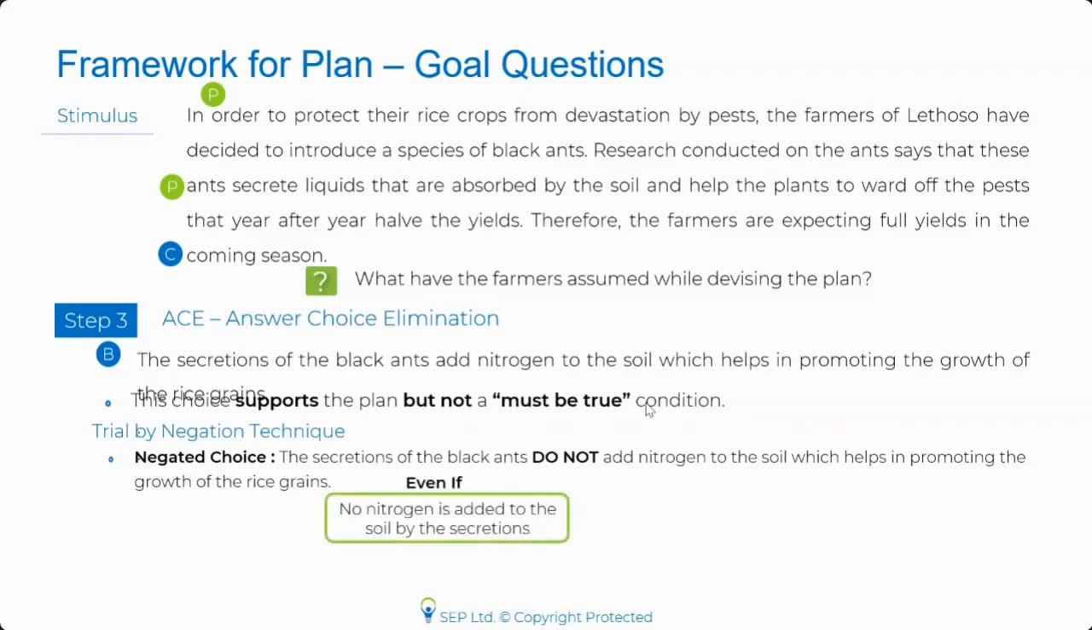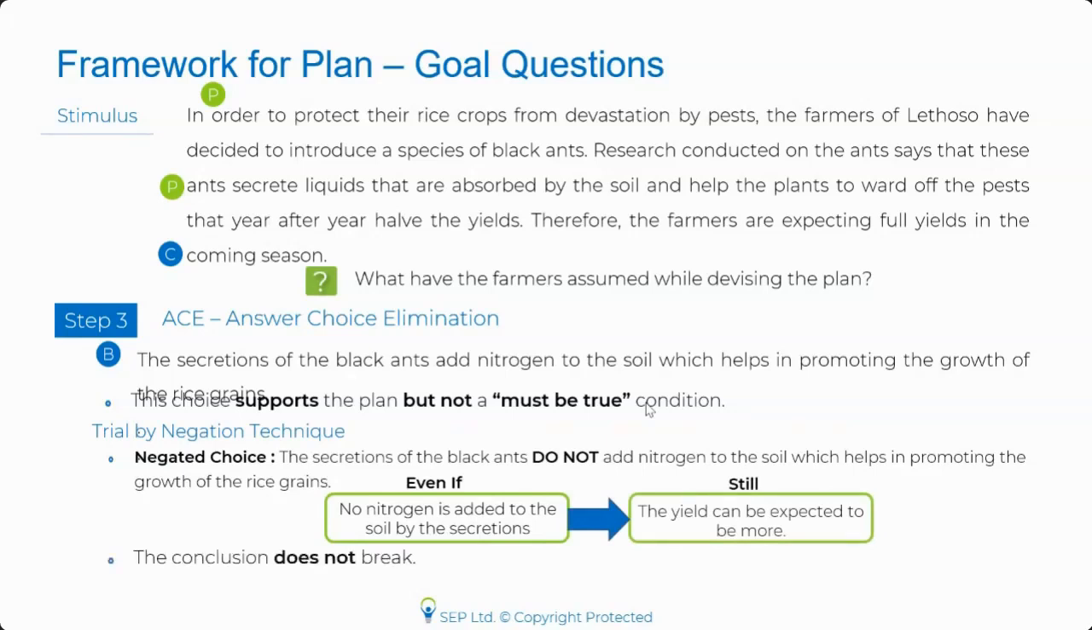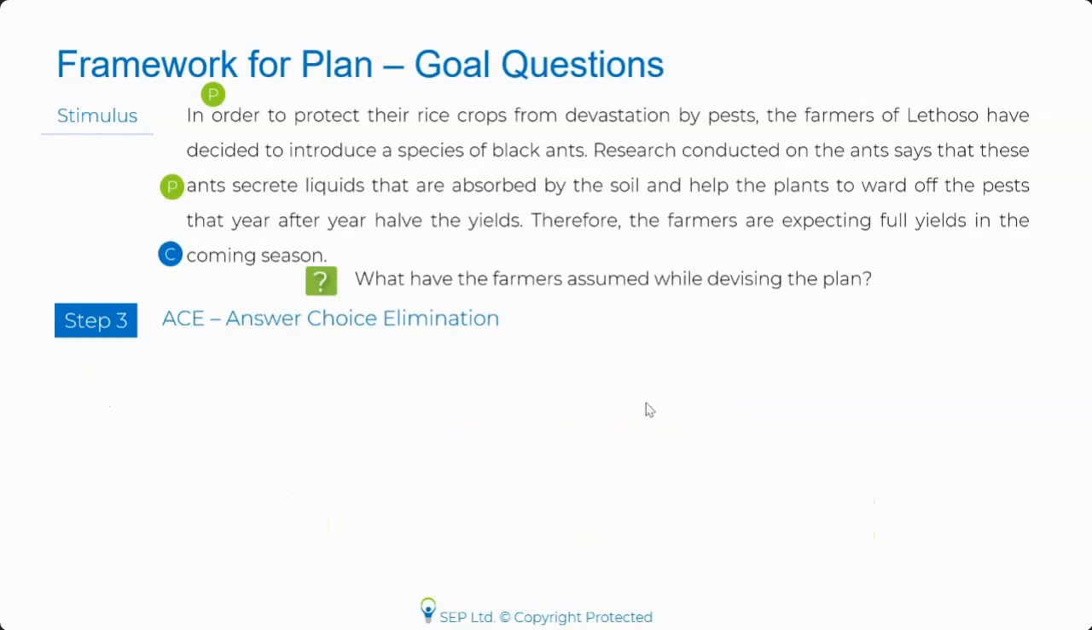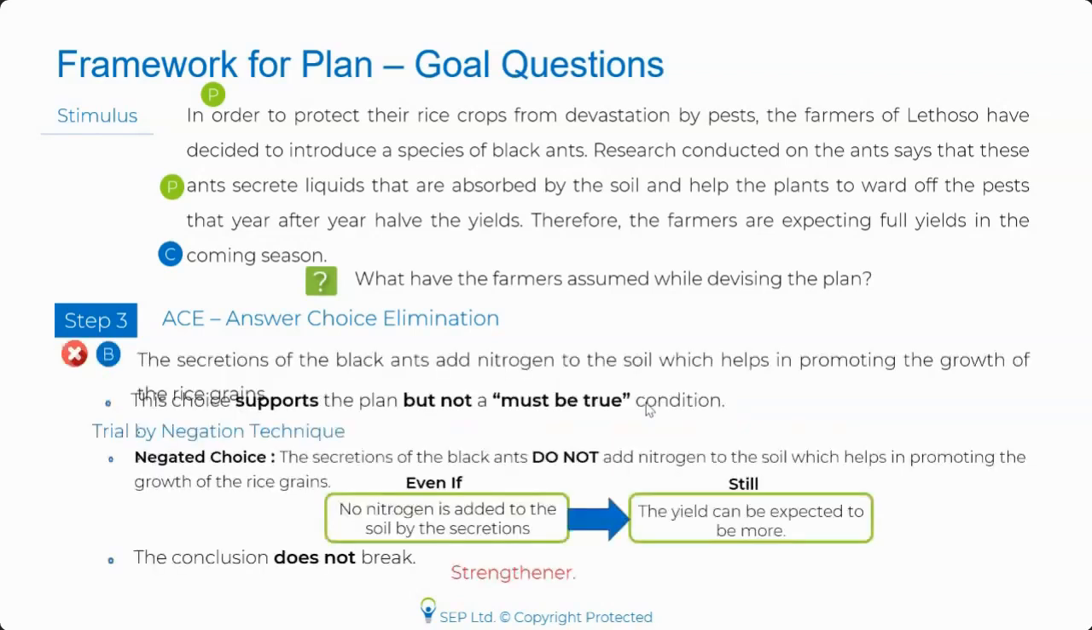So even if no nitrogen is added to the soil by the secretions, still the yield can be expected to be more because the pests are going to be killed. Therefore, the conclusion doesn't break. All this choice does is strengthen the conclusion, but it's not an assumption.